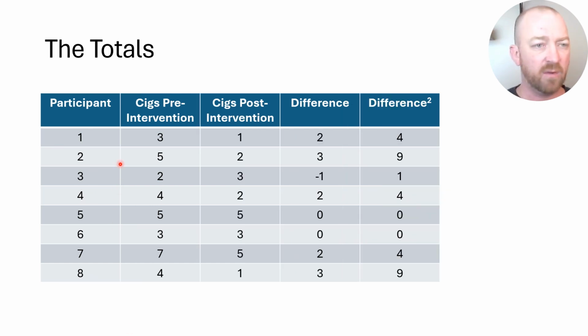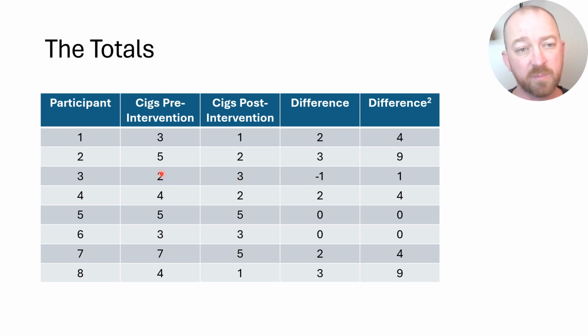Here's where we've got that, okay? It's the same information here. So these are the same participants. These are the number of cigarettes they smoked at time 1, time 2. Now the first thing we need to do is calculate a difference score. That's very simple. All we do is take time 1 minus time 2. 3 minus 1 is 2. It's the same thing for participant 2. 5 minus 2 is 3. Same thing for participant 3. 2 minus 3 is -1.